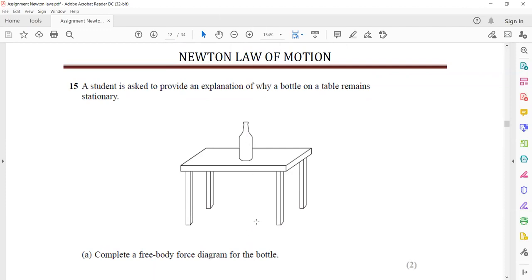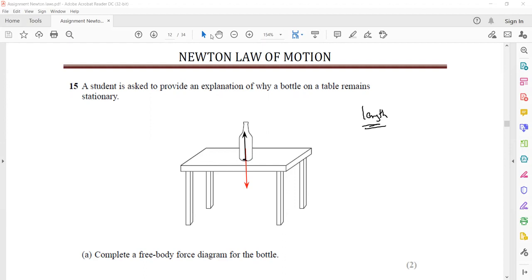A student is asked to provide an explanation of why a bottle on the table remains stationary. Complete the free body force diagram. So if you want to complete the free body force diagram, first there's a downward force, the weight of the bottle, which is acting on the table, and then there's a normal contact force by the table on the bottle, which is acting upward. And one thing you should keep in mind is that the length of the arrow shows the magnitude of the force. So if two forces have the same magnitude, they should have the same length. So it is important that you draw the equal length or represent.